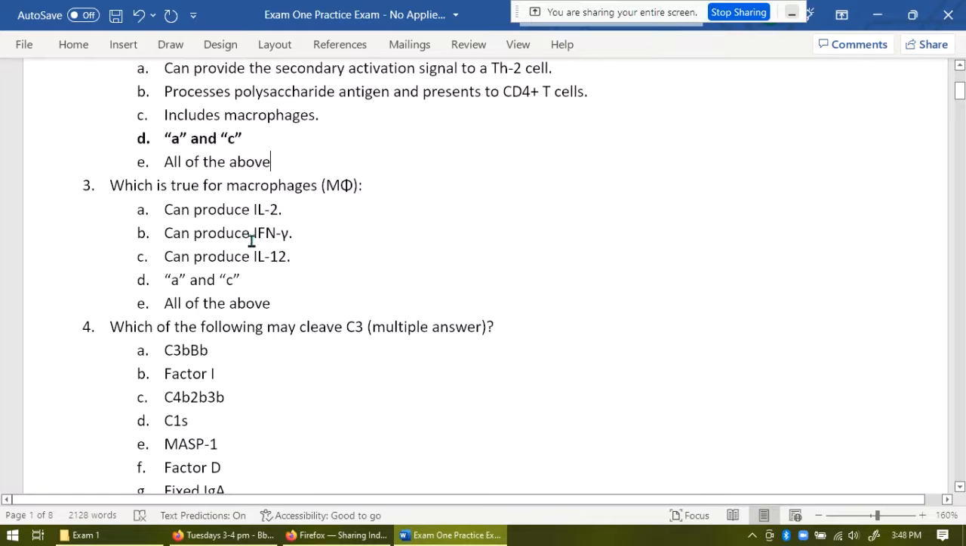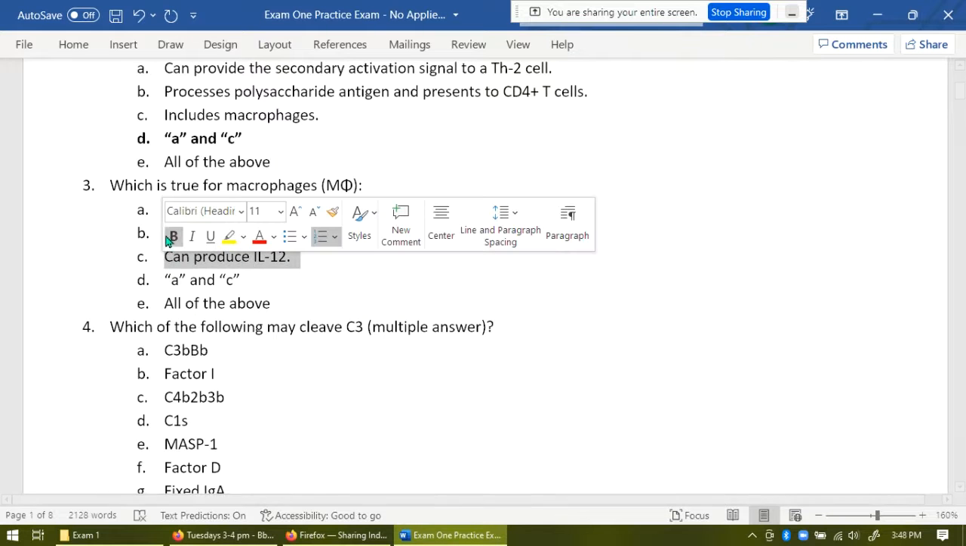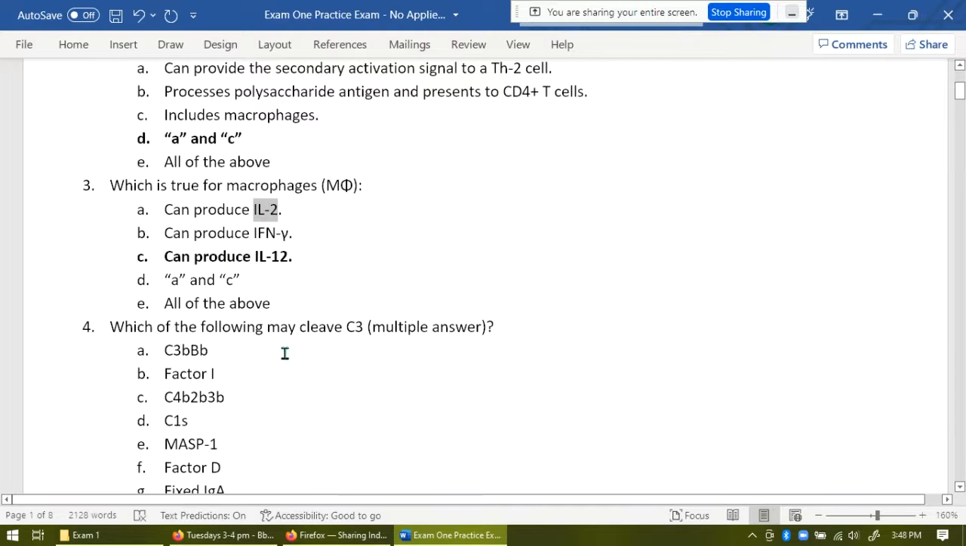Okay. Number 3, which is true for macrophages? A, it can produce IL-2, B, interferon gamma, C, IL-12. Only C is true for this one. The only sources of IL-2 are T cells, and that's about it. ILC1s might be capable of it. I'm not 100% sure. IL-2 only comes from T cells. Interferon gamma, the only sources of that are natural killer cells and Th1 cells. Probably ILC1s as well, but we don't care as much about those.